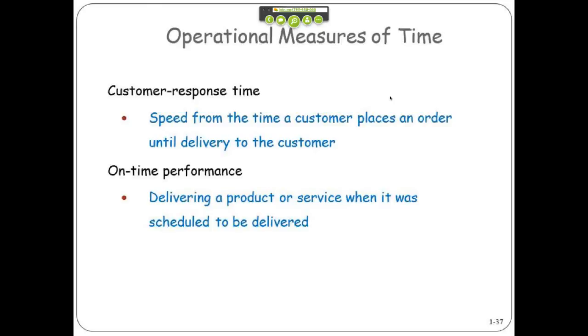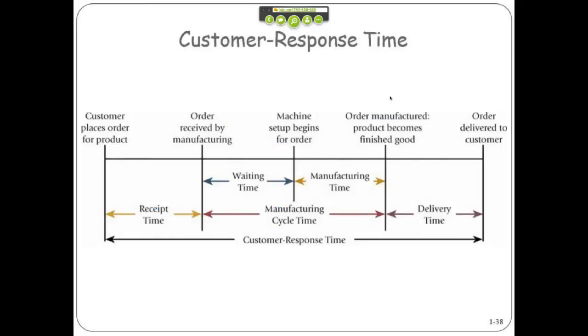So how do you measure time? Customer response time, we've talked about it. On-time performance. Customer response time is from the moment they place their order to the moment the order is delivered. What happens? There's the receipt of the order. Hopefully in today's automated world, this process has shrunk quite a bit. There's the wait time as that order is waiting to be processed after it's been received. There's the actual manufacturing time. And then there's the delivery of the product. Within each of these, there's value-added time and there's wasted time. Your goal is to shorten this overall time frame.